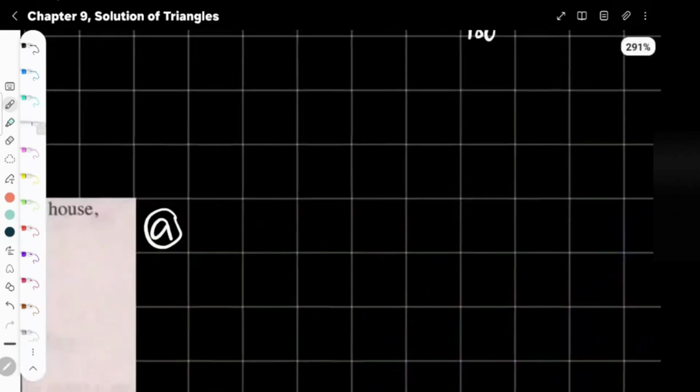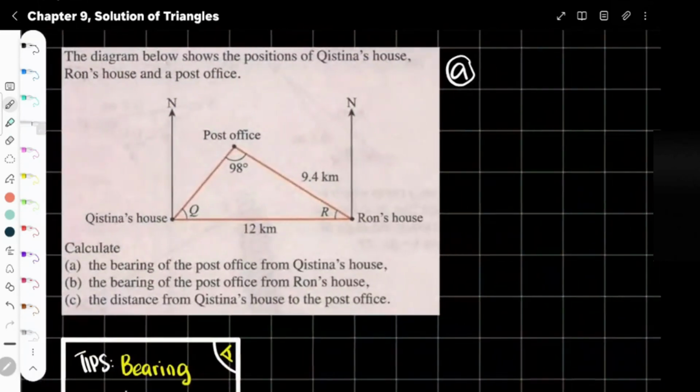So now the first question. The diagram below shows the position of Christina's house, Ron's house, and a post office. Okay, calculate. Sorry, my throat is dry. Calculate the bearing of the post office from Christina's house.